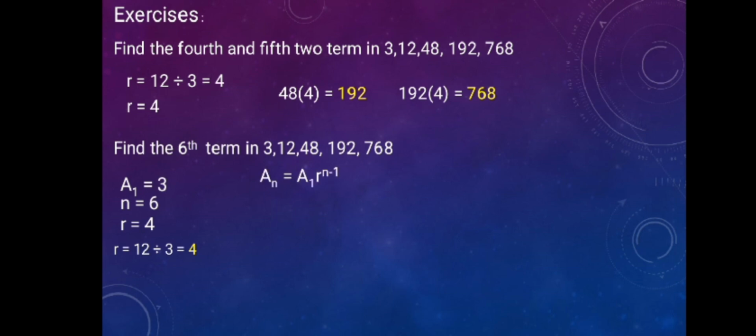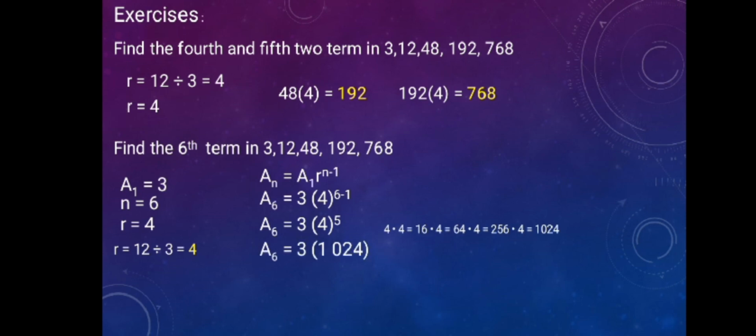Let's substitute. A sub 6 is equal to 3 times 4 raised to the power 6 minus 1. So let's simplify. 6 minus 1 is equal to 5. So 4 raised to the power of 5 is equal to 1024. So 3 times 1024 is equal to 3072. So the sixth term is 3072.